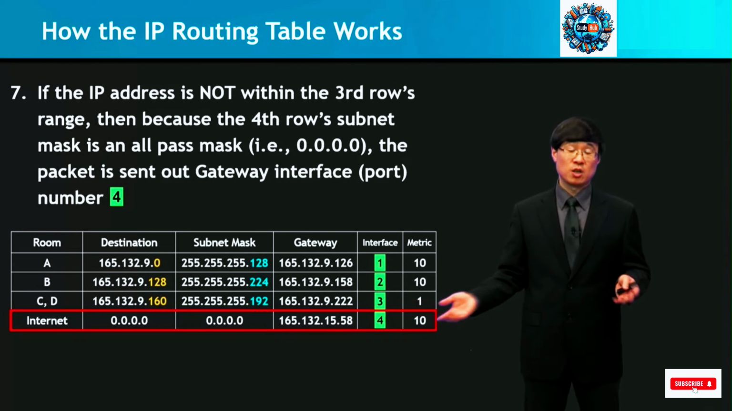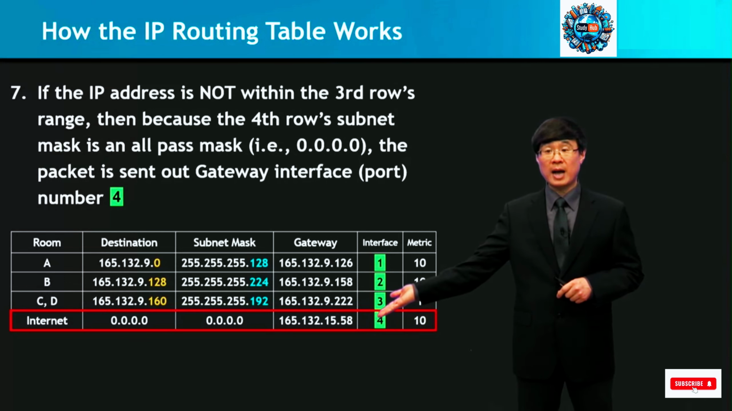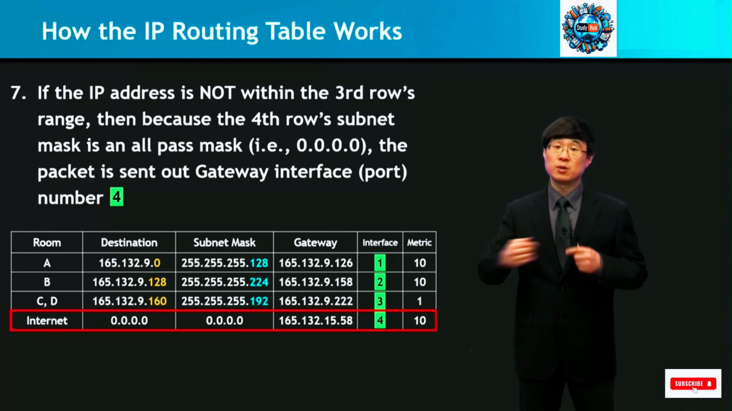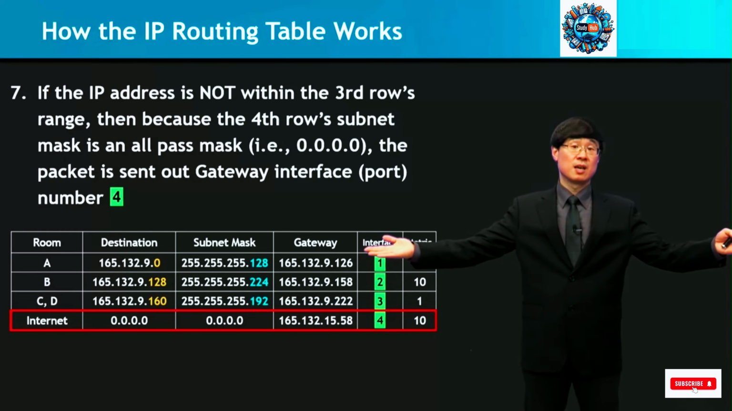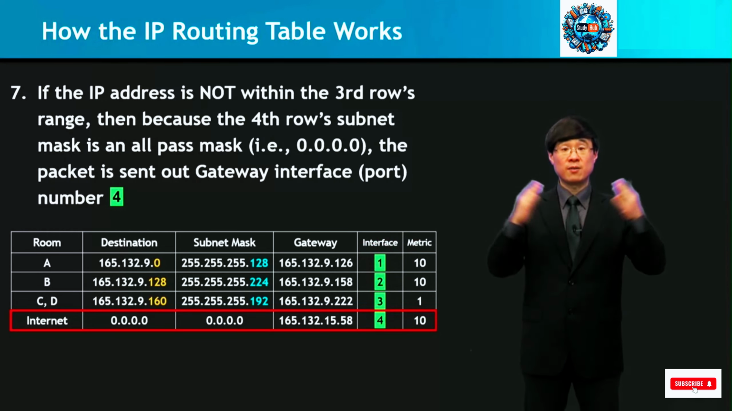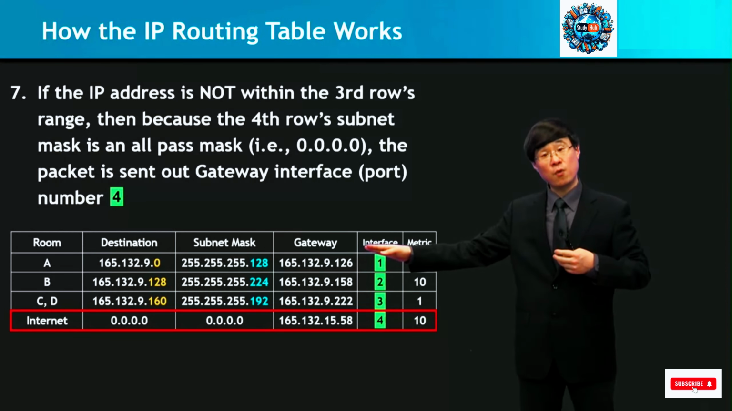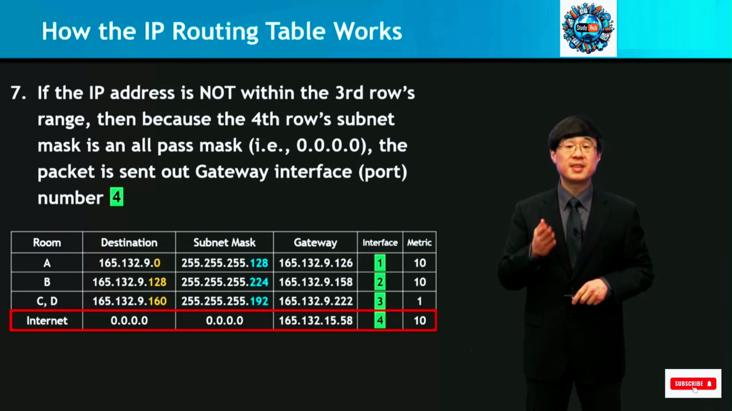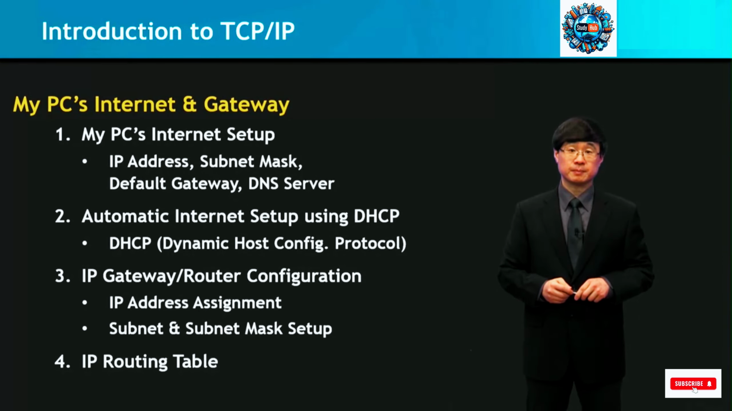Definitely it will match this range because the network IP address is the lowest one and the subnet mask is fully open. So this is like all IP addresses, whatever it is, it will fit and it will be sent out interface 4 of the gateway, which goes out to the internet. And this is how routing is done.